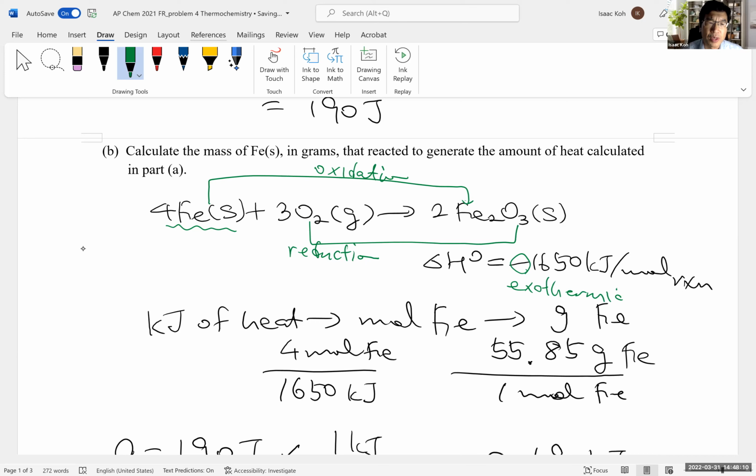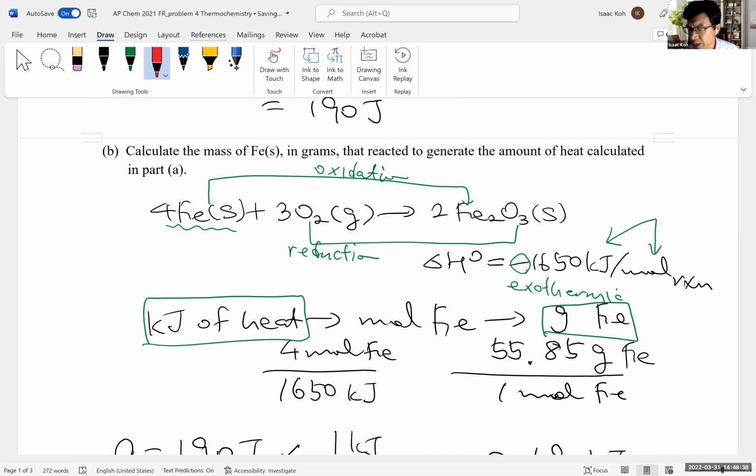So we are given a relationship between kilojoules of energy, heat, and moles of the reaction. We calculated 190 joules, so we have the amount of energy. Let's convert this to kilojoules of heat, and finally convert it to the gram quantity of iron.